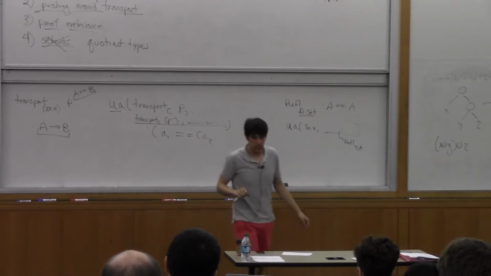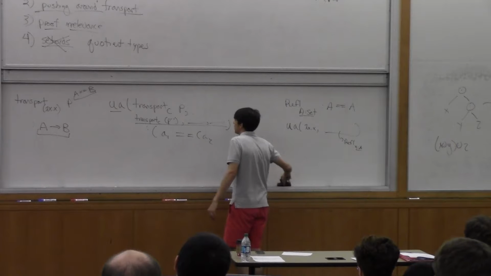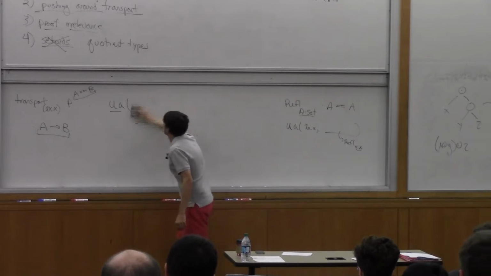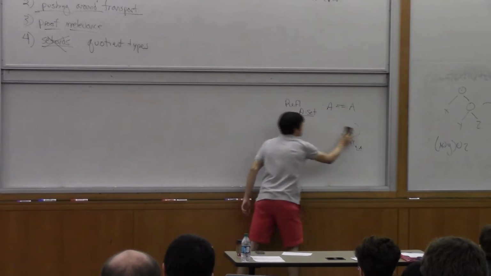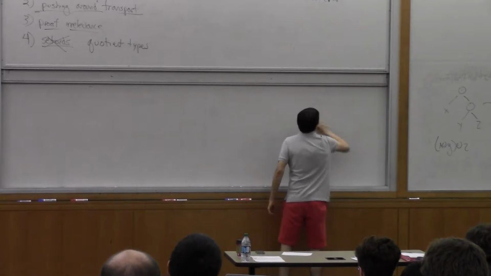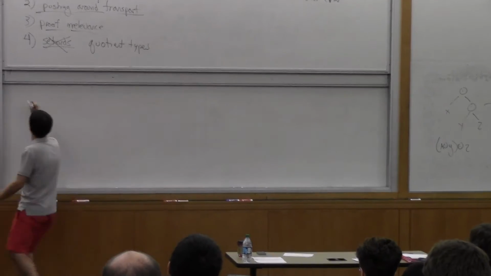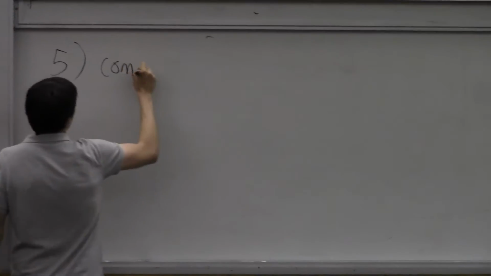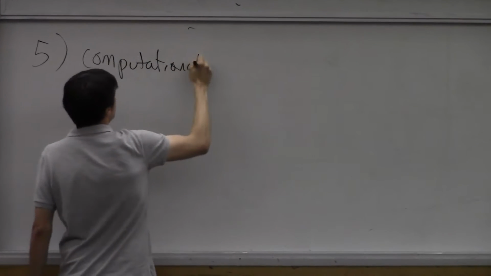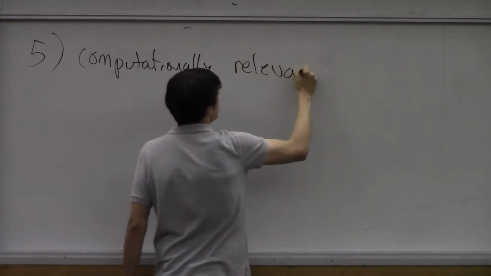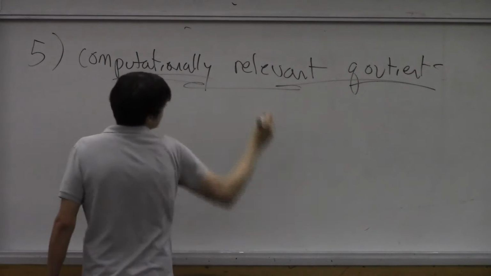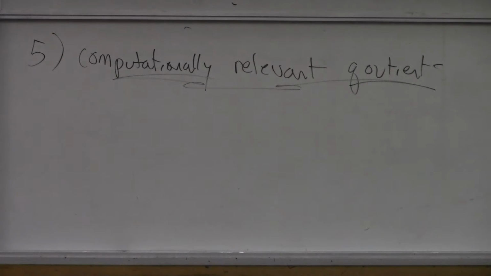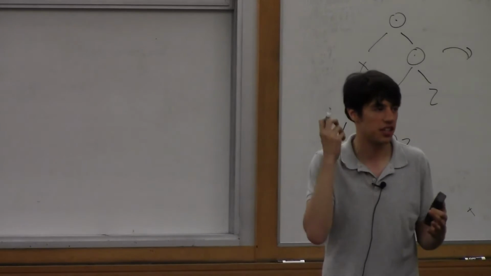There's one more thing that I want to talk about, which is the idea of computationally relevant quotients. So not only can we equate things, but just like with univalence, we can equate things in such a way that the way in which they are equated, like bijections, has computational content.